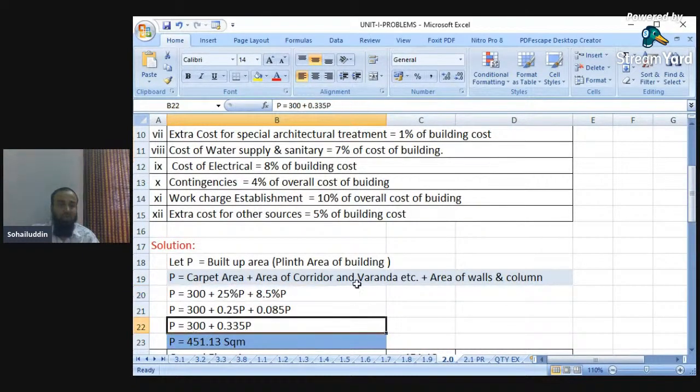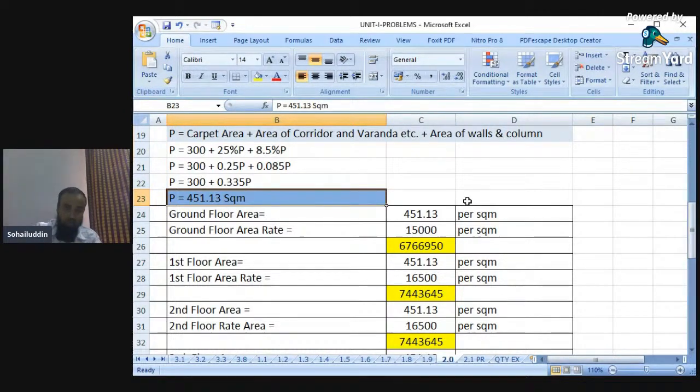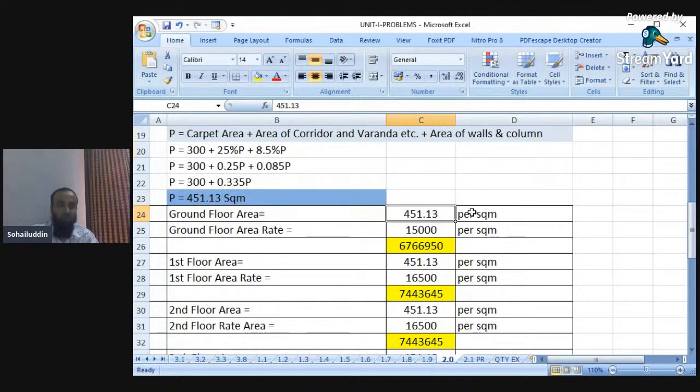So total plinth area comes to be 451.13 square meters. This plinth area is taken for every floor, because the cost of every floor has been given separately. So we have to take this plinth area for every floor: ground floor, first floor, second floor, and third. The ground floor area is the same, 451.13 square meters.